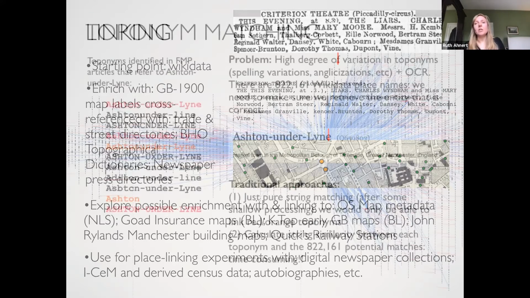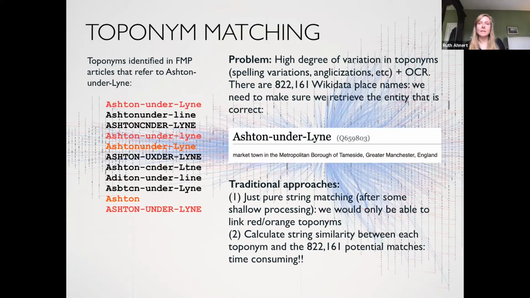So one of the technical challenges of matching toponyms both within and across data sets is the high degree of toponym variation in historical texts, including regional and diachronic spelling variation and mostly horrible OCR. So how can we make sure that we're achieving the correct place name? Our experiments show that pure string matching was not adequate. If you look at the variance of the place name Ashton, on the left-hand side of the screen, which was extracted from Find My Past's newspapers, we could only match the red and orange spellings.